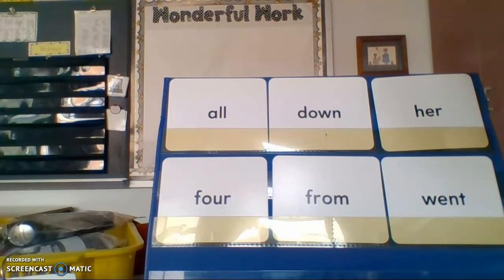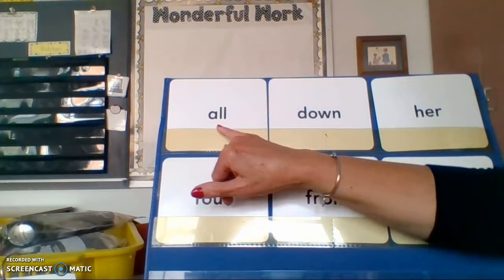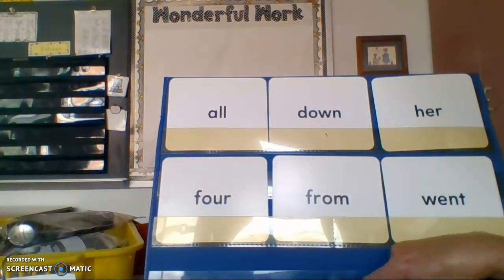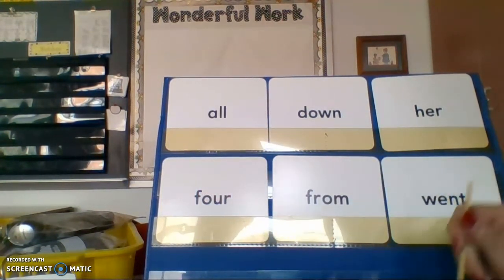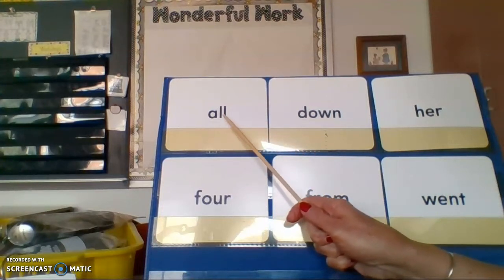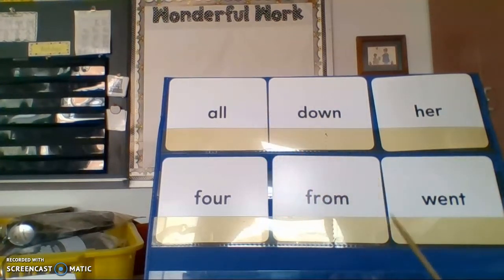Did you say all? If you said all, you are correct. There it is. All right. Let's spell it. A-L-L. All. Good job. All right. Here's the next one. I spy with my little eye a word that has 3 letters and means the opposite of him. Did you say her? Great. Let's spell it. H-E-R. Her.